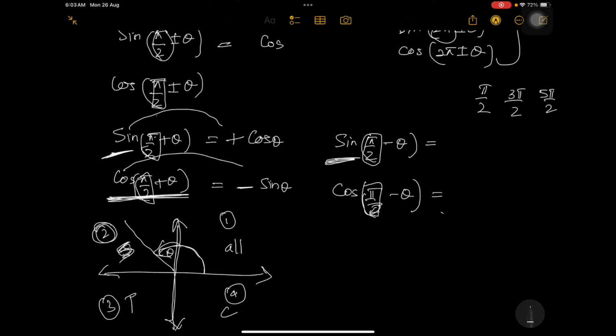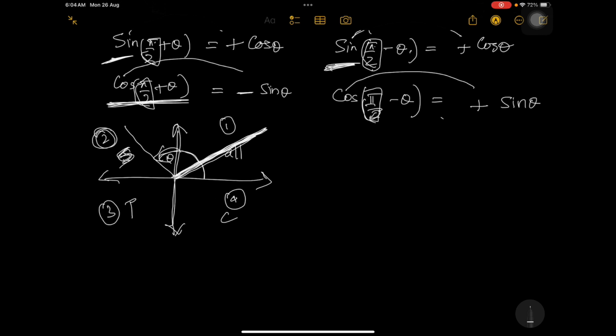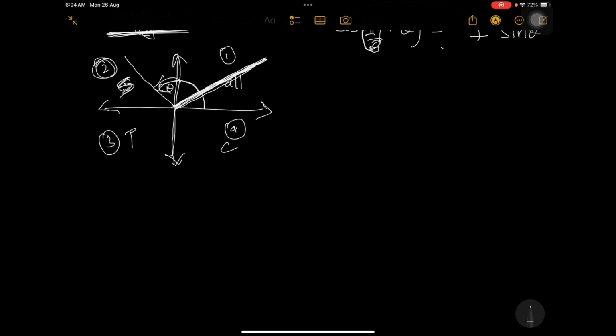Come to this pi by 2, the function is going to change. The cosine theta, pi by 2 again, so the cosine is going to change to sine theta. Pi by 2 minus theta is coming up in the first quadrant of the circle, so all values are going to be positive. So we put positive. It's quite interesting and very easy. If you study in this way, it is easy to find out any value quickly in some seconds in exams.